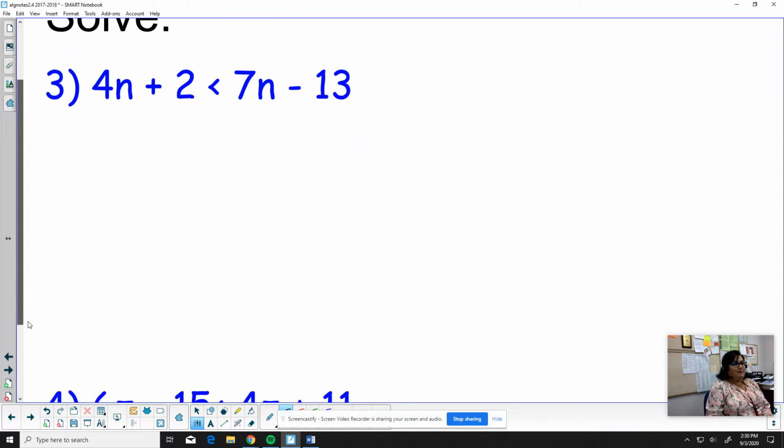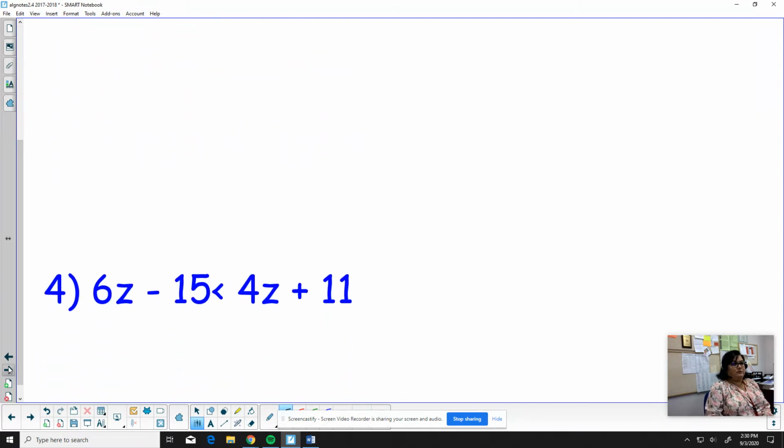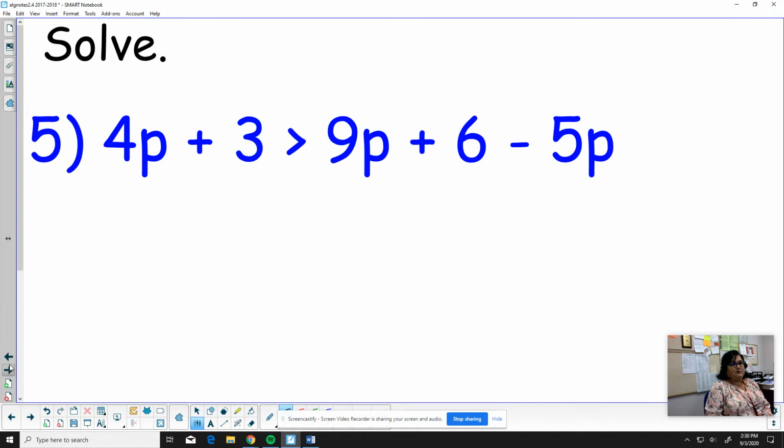And we're going to skip that one and that one. Those are just like the others. Okay, let's do number 5. It's a little different. So what I notice on this one, there are 2 terms in the front or on the left, and they're different. But in the back or on the right side of the inequality, there are 3 terms, which I need to have 2. So I need to combine like terms. So these 2 need to be combined first before I can start moving things around. So 9p minus 5p is 4p.